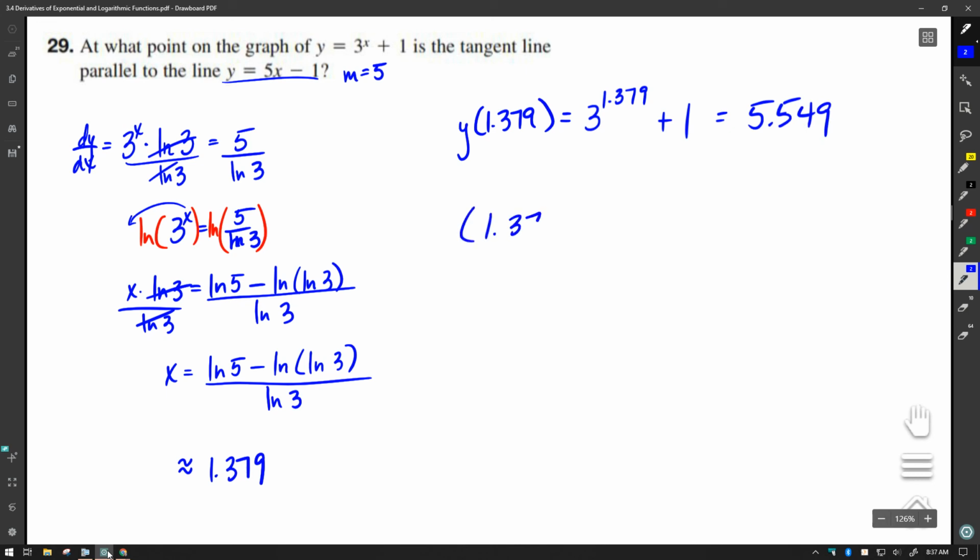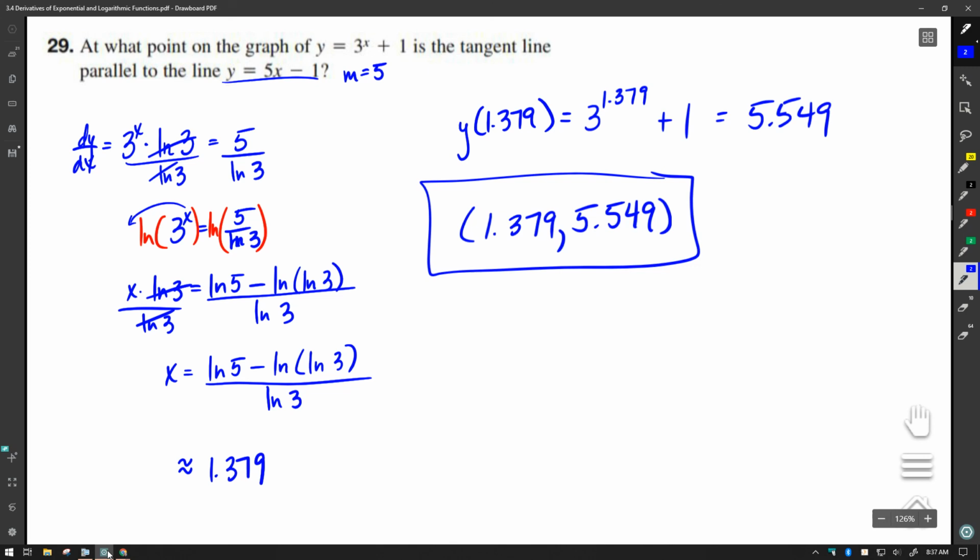And so we have our point on the graph. It's (1.379, 5.549). And that is derivatives of a base a to the power of x.